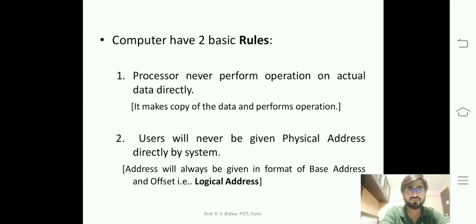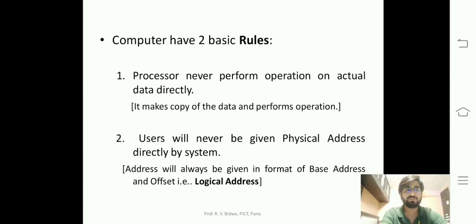Second rule of the computer: the computer never gives you a physical address directly. In the properties of the computer, we have understood that everything is stored in memory, and everything stored in memory has a unique address. That unique physical address will never be directly disclosed by the computer. Why not? Obviously for security purposes. The most important thing for the computer is data, so that address will never be directly disclosed. Instead, the address will be given in the format of a logical address. So the computer gives you a logical address, never a physical address directly.